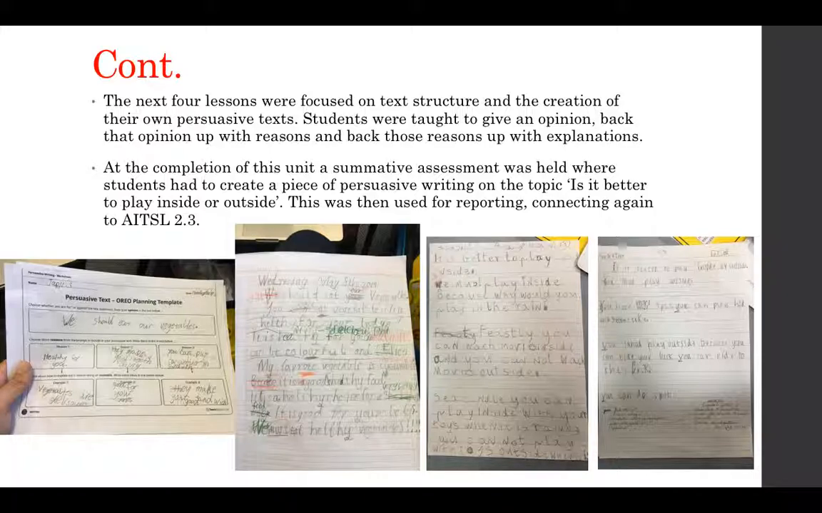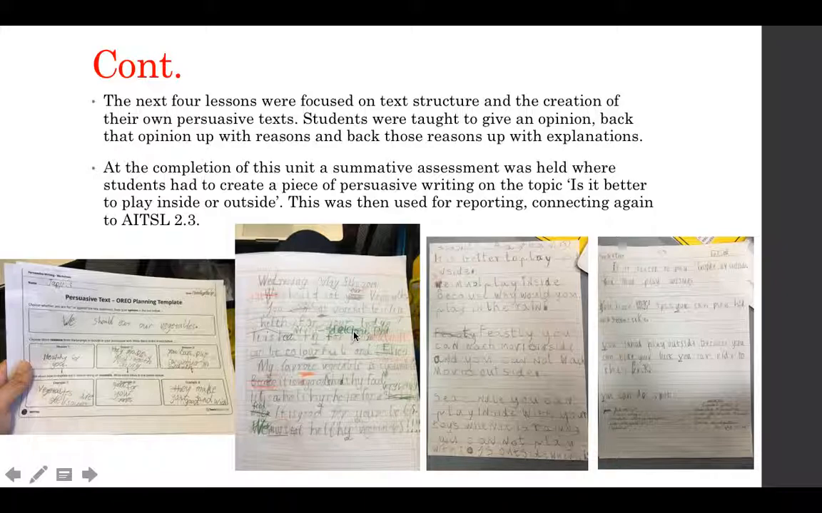Continuing on, the curriculum just kept on helping. As I said, the persuasive language came from the curriculum, and now it went into text structures. So persuasive writing needs an opinion, it needs reasoning, it needs explanation of those reasonings. That was broken down in the Oreo planning template, as you can see on the left over here. Then in the middle, they were having a go at persuasive writing, at actually breaking down the structures and getting their language in there again.